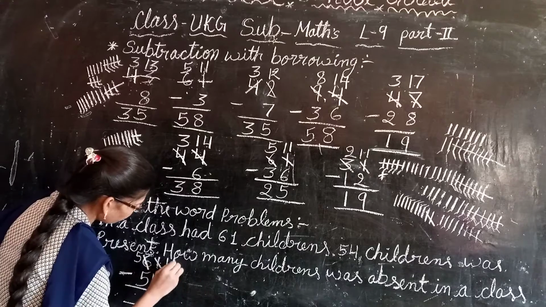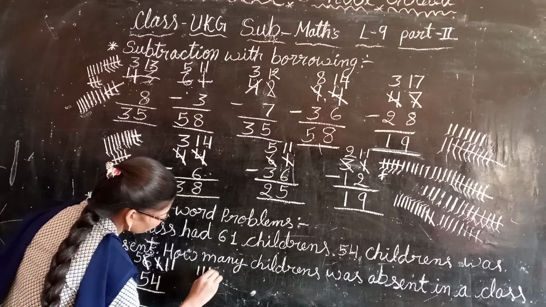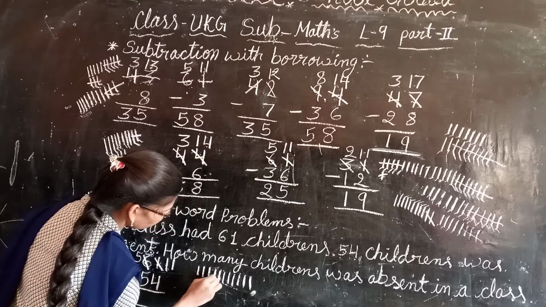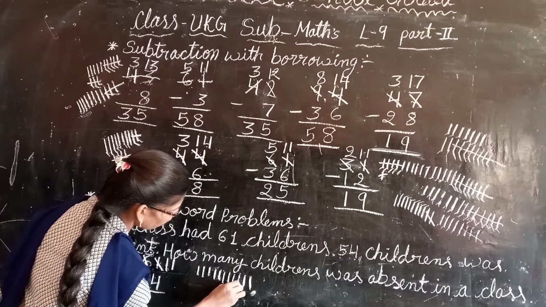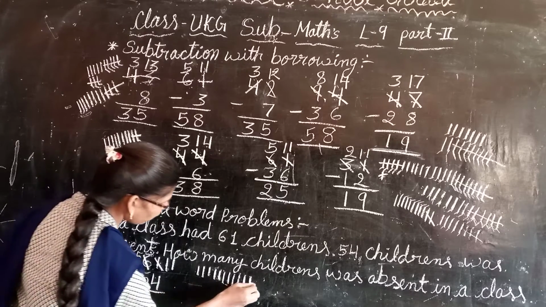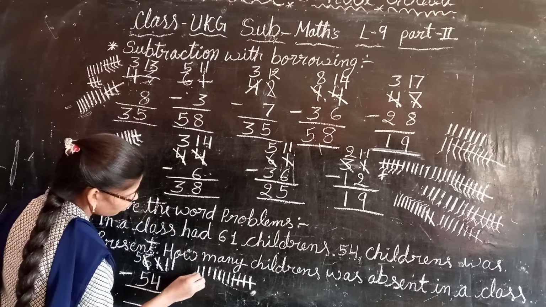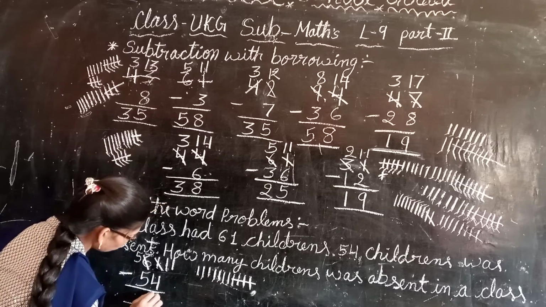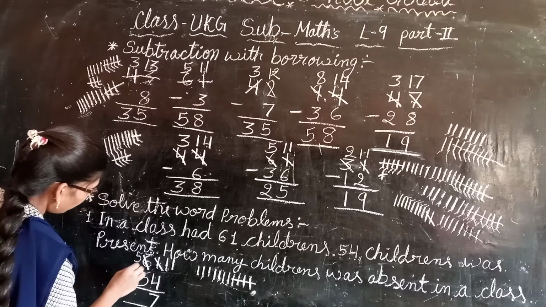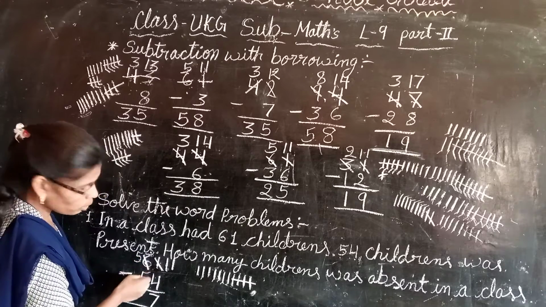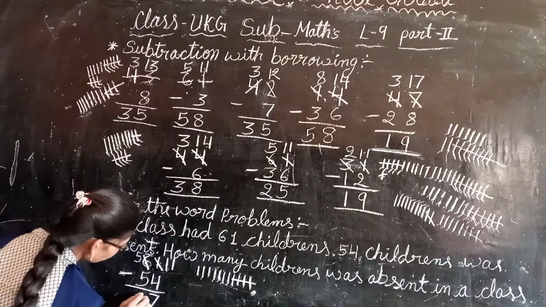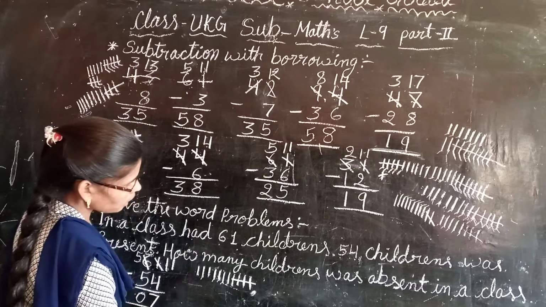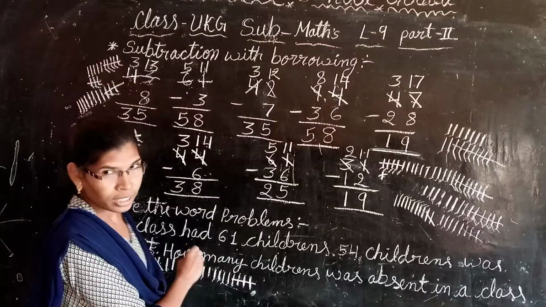Okay. So 11 to 4, make lines 1, 2, 3, 4, 5, 6, 7, 8, 9, 10, 11. Out of 11, 4 lines we will cut down. Then how many lines remaining? 1, 2, 3, 4, 5, 6, 7. So we get here 7. And here 5 out of 5, so both these cut. So we get here 0. So how many students were absent? 7 students were absent in the class.